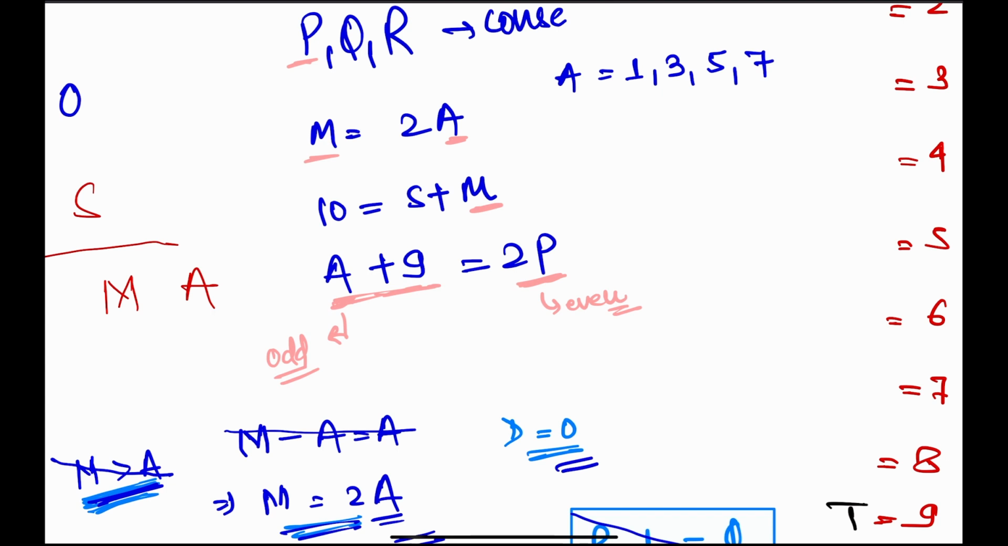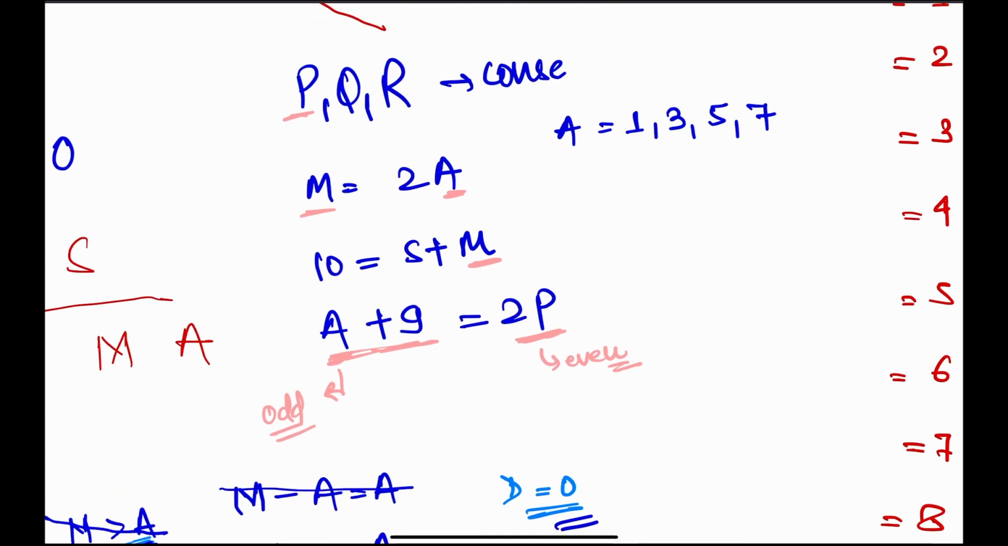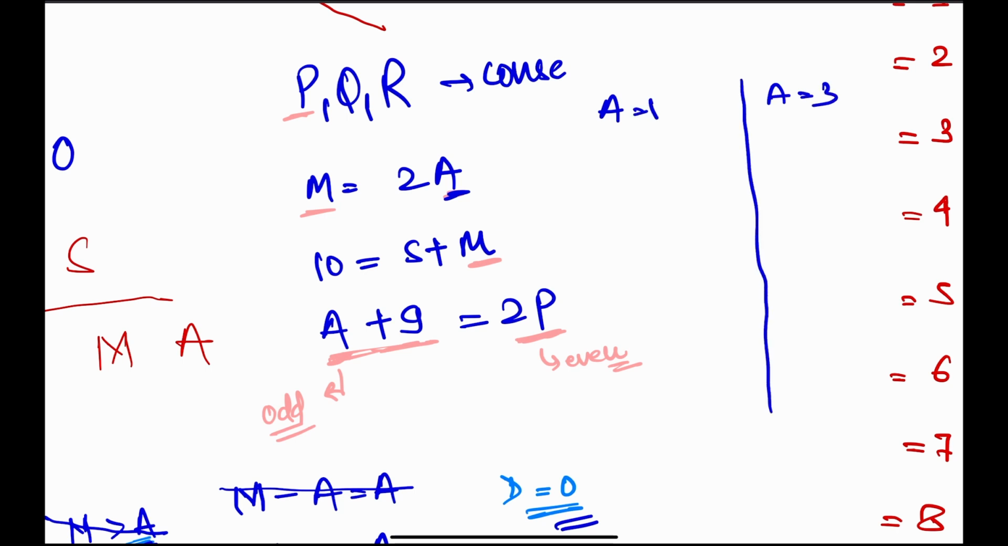So the reason for A cannot be 5 is, if A is 5, then 5 into 2 is 10, and M cannot be 10, because there is only one digit. So more than 5 is not even possible. So the possible values of A are 1 and 3. So let's just write A equal to 1, A equal to 3, and let's take all the possibilities.